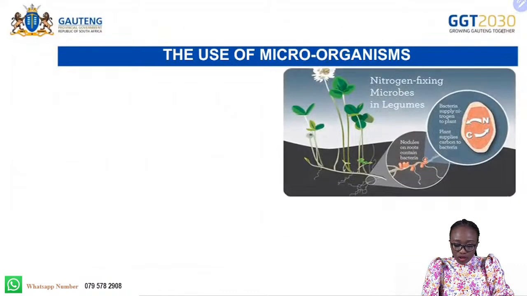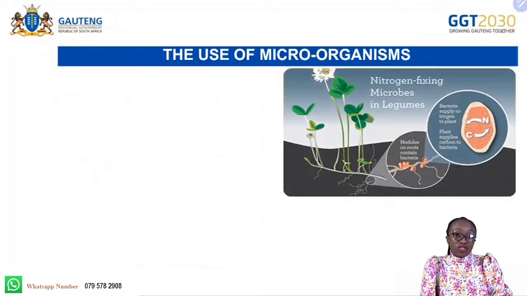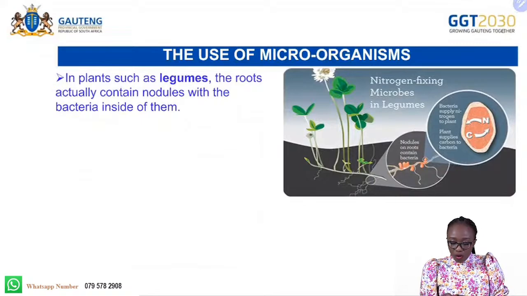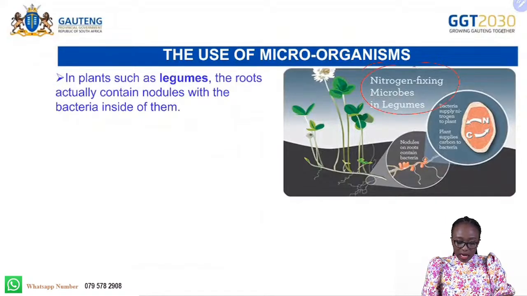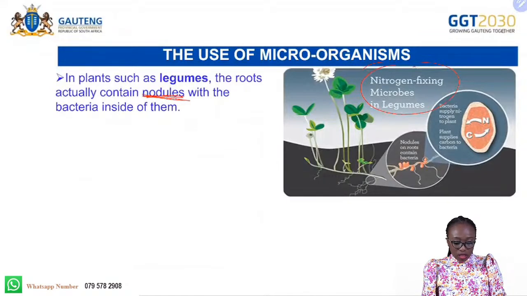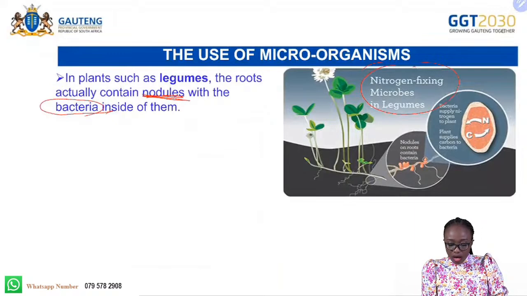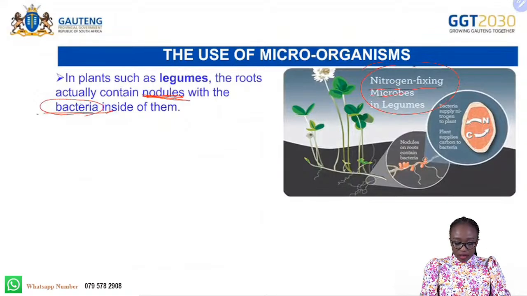And then another use, which is also found in nature. Besides breaking down the dead organic material, we have nitrogen fixing microorganisms in legume plants. In plants such as legumes, the roots actually contain what are called nodules. Inside those nodules is a home, a habitat, for certain bacteria. Certain bacteria are found inside the nodules of these plants. The nitrogen fixing microbes are the bacteria that are found within these nodules.